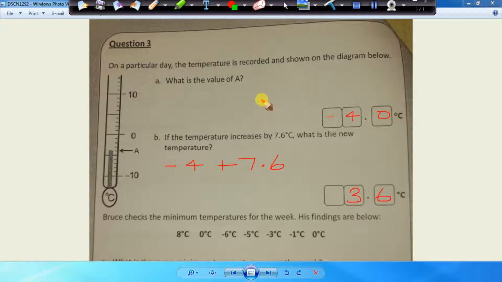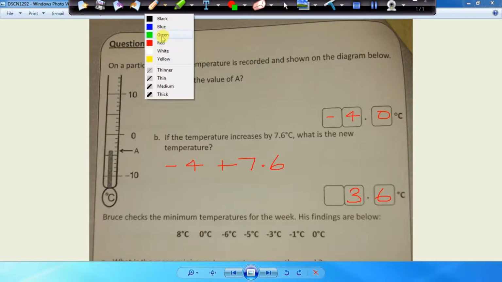What is the mean minimum temperature across the week? Here are the temperatures. We have to work out the mean. Right, somebody define for me the word mean. Let's have somebody different. Muniba. Excellent, well done. So we can add up all the numbers and divide it by how many there are.